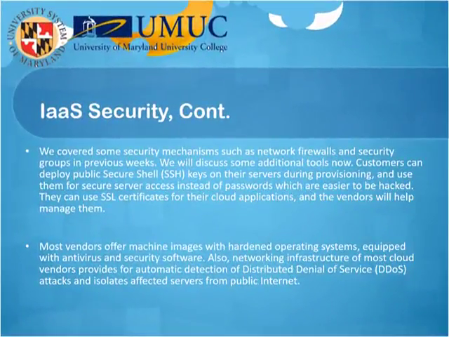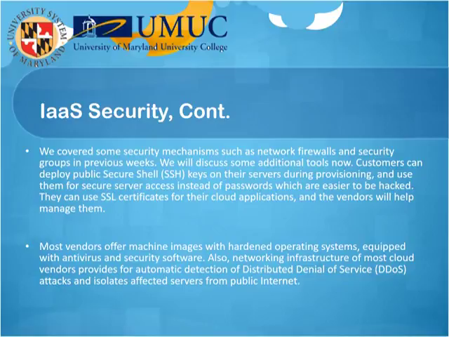We have covered some security mechanisms such as network firewalls and security groups in previous weeks. We will discuss some additional tools now. Customers can deploy their public secure shell or SSH keys on their servers during provisioning and use them along with their private keys for secure server access instead of passwords, which are easier to hack. They can also use SSL certificates for identity verification in their cloud applications, and the vendors will help them manage the certificates. Most vendors offer machine images with hardened operating systems equipped with antivirus and security software.